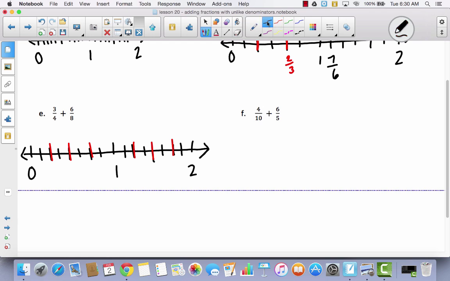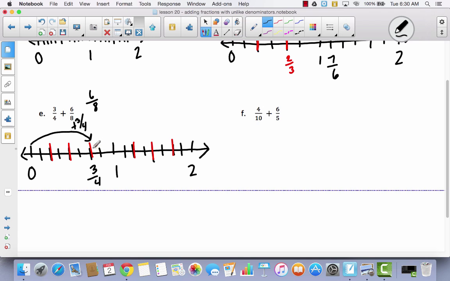So how many eighths are there in 3/4? So if this is 3/4, how many eighths is that? 1, 2, 3, 4, 5, 6 eighths. So 3/4 is the same thing as 6 eighths. So let's go ahead and add 3/4.